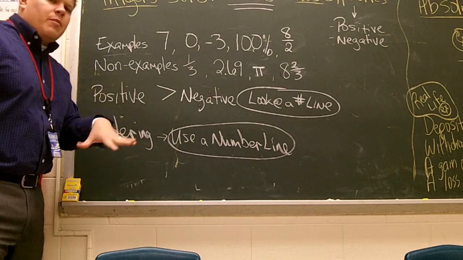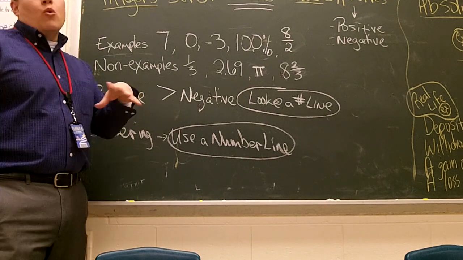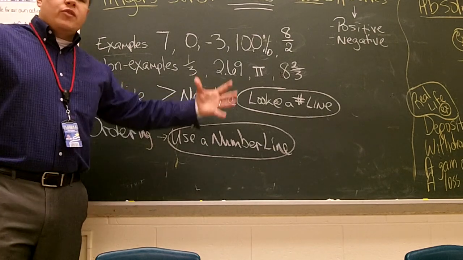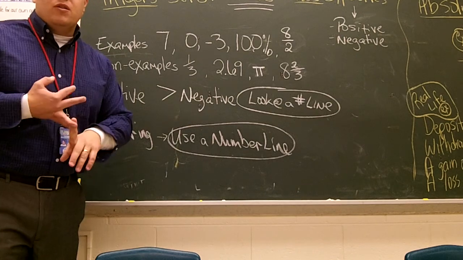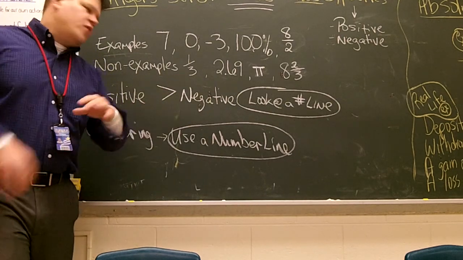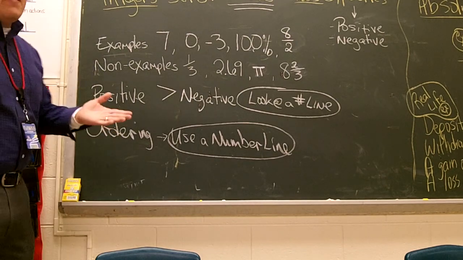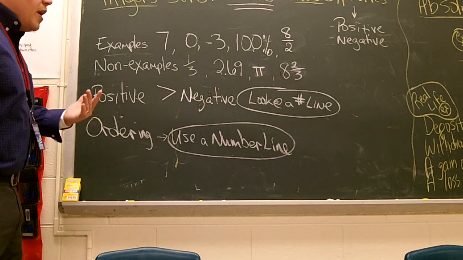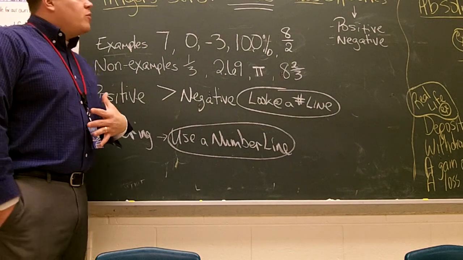Some things that come up in conversation with integers, especially when we're talking about ordering and comparing them. If we have a string of values that we want to put in order from greatest to least or least to greatest, ascending order, descending order, we use these phrases interchangeably, a positive value is always bigger than a negative value. And the cue that I want to give you is to look at a number line.